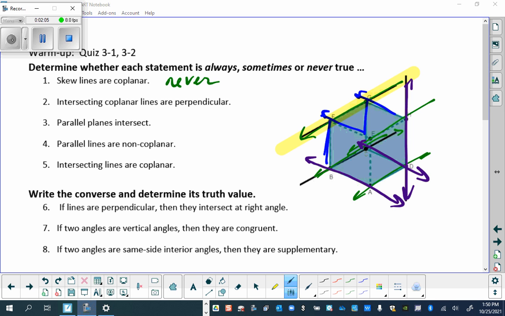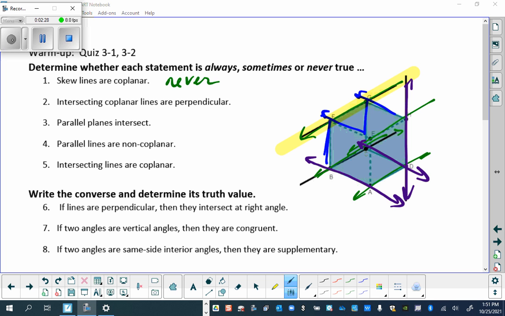All right, come back. Come back. Intersecting coplanar lines are perpendicular. Sometimes, always, or never true? Intersecting coplanar lines are perpendicular. Sometimes, always, or never true?